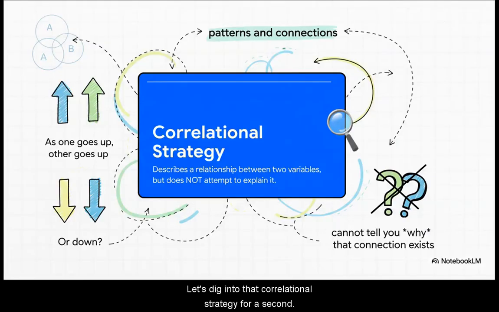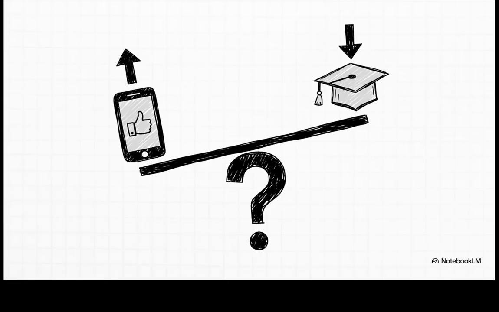Let's dig into that correlational strategy for a second. Its entire purpose is just to see if a relationship exists between 2 things. As one thing goes up, does the other go up too, or maybe it goes down? It's fantastic at finding patterns, but, and this is a huge but, it can't tell you why that pattern is there. Let's circle back to our Facebook question. A correlational study might survey 1,000 students and find a clear link. The more time they spend on Facebook, the lower their GPAs tend to be. A link is found, but it does not mean Facebook is causing the bad grades, right? Maybe students who are already struggling are the ones who use Facebook to procrastinate. We just don't know the reason.